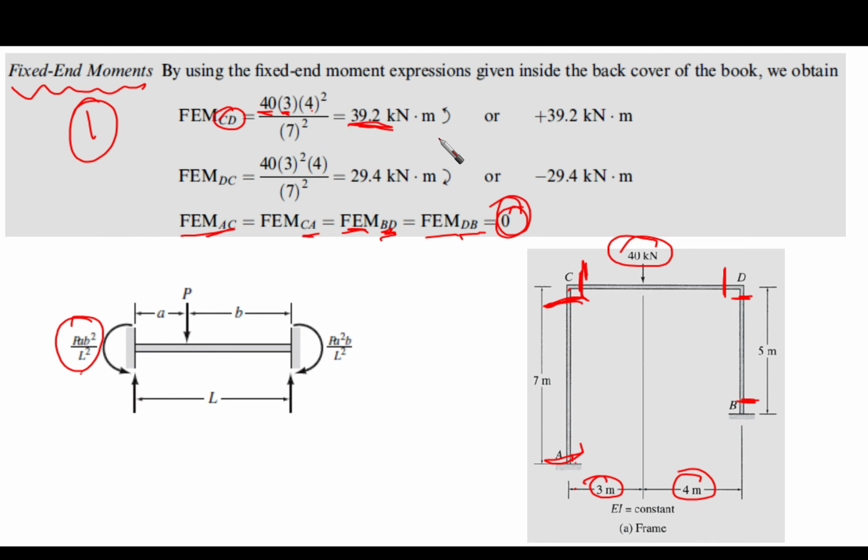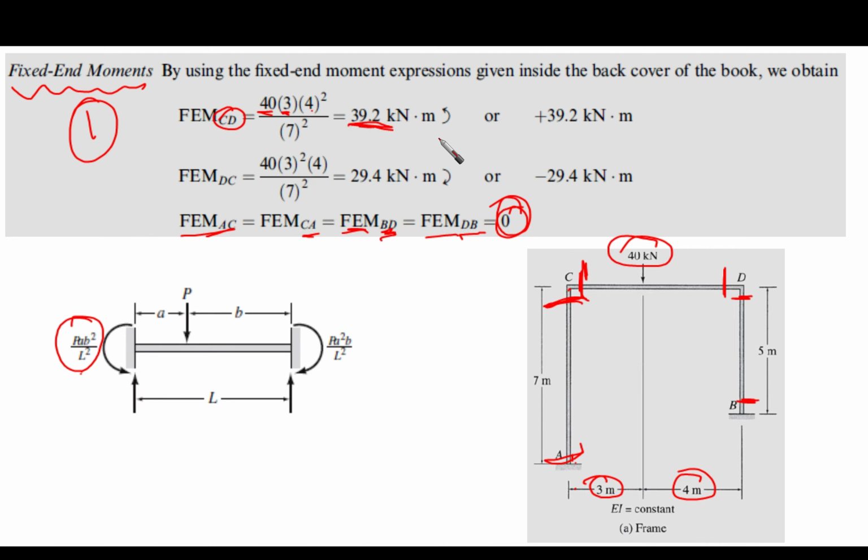Okay, take care that we have A here and B here. So this moment, MDC, is different than the moment MCD. So we found that it's 29 after the substitution of the equation. Now this is the first step, we have the fixed end moments. What is the next step? It is the slope deflection equations. Okay, so now let's go to the slope deflection equation.